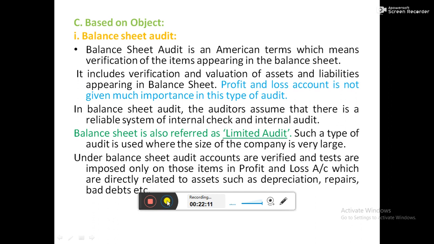Under balance sheet audit, accounts are verified and tests are imposed only on those items in the profit and loss account which are directly related to the assets, such as depreciation, repairs, bad debts, etc. That means under balance sheet audit, all the items appearing in the profit and loss account will not be verified or checked by the auditor. Only those items which have influence on the balance sheet, like depreciation, bad debts, repairs, etc., are verified by the auditor.